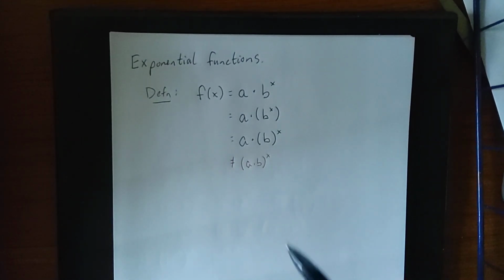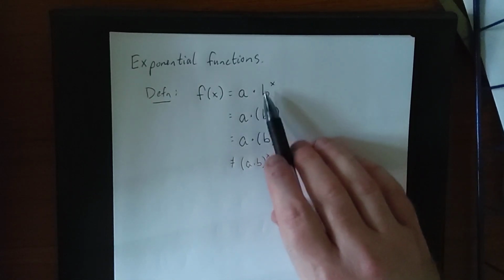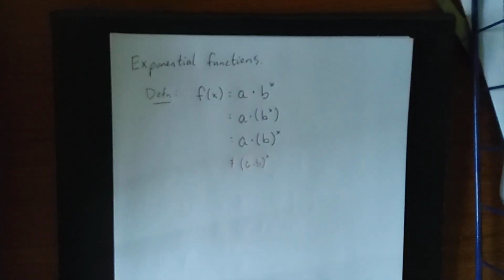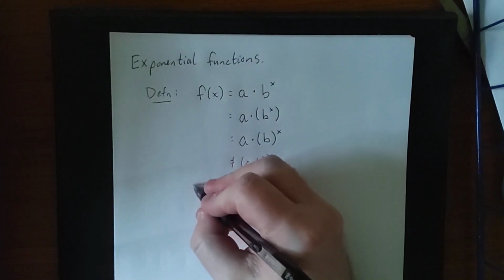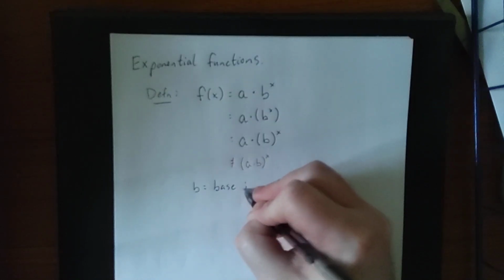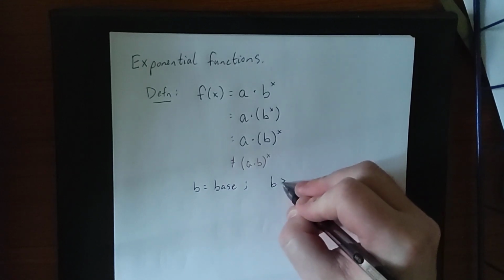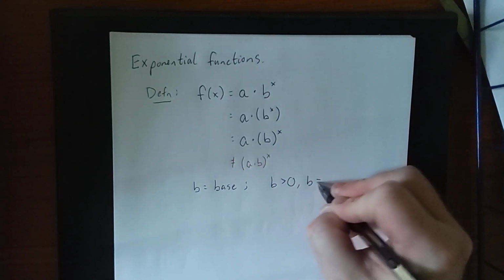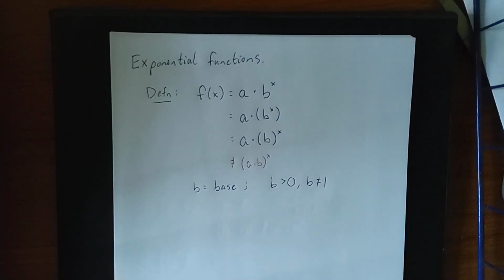The idea is, according to the order of operations, we do the exponent first and then we multiply by the a afterward. So b in this case is referred to as the base of the exponential. And two things have to be true about it. b has to be a positive number and b cannot be equal to 1.